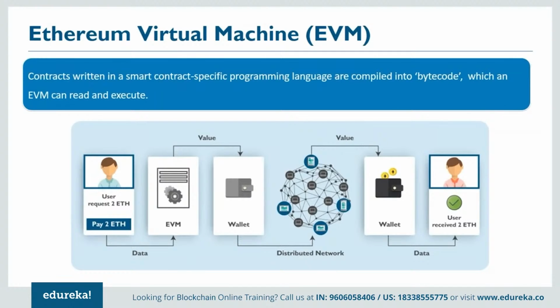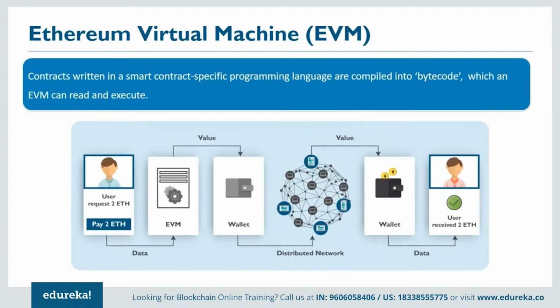A user requests 2 ethers, for example, from the sender. Now the sender initiates the transaction message code and must pay for each step of the program that they activated, including the computations and the memory storage. Now this fee is paid in ethers, which is taken from the wallet of the sender. Then this transaction fee is collected by the nodes in the network that run the EVM.